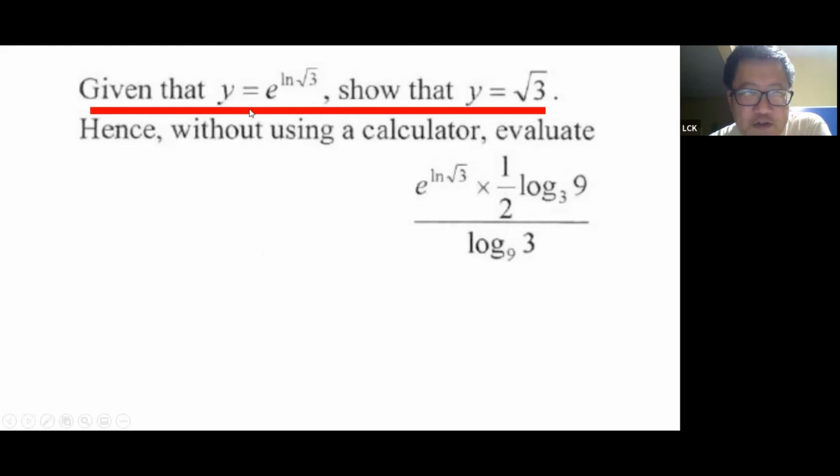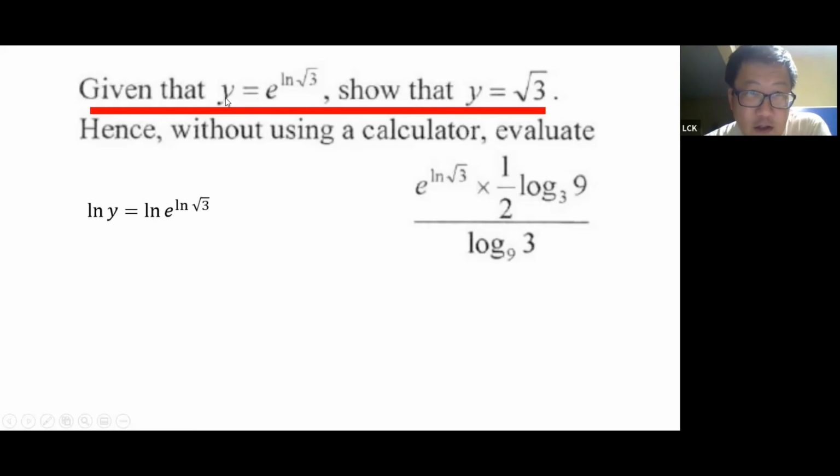Now, given that y equals to e to the power of natural log of square root 3, show that y equals to square root 3. Hence, this magical word hence is here. Without using a calculator, evaluate this lot. Now, let's just do this part first. So you have that. y equals to e to the power of natural log of square root 3.